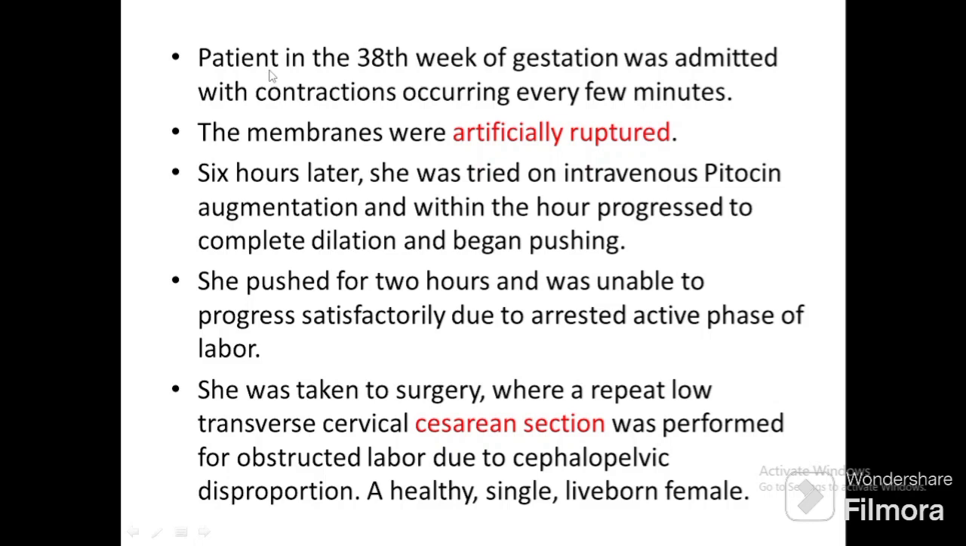So next example, patient at 38 weeks of gestation was admitted with contractions occurring every few minutes. The membranes were artificially ruptured. Then 6 hours later, she was tried on intravenous Pitocin augmentation, and within the hour progressed to complete dilation and began pushing. She pushed for 2 hours and was unable to progress satisfactorily due to arrested active phase of labor. She was taken to surgery where a low transverse C-section was performed for obstructed labor due to cephalopelvic disproportion. So we should code for C-section.